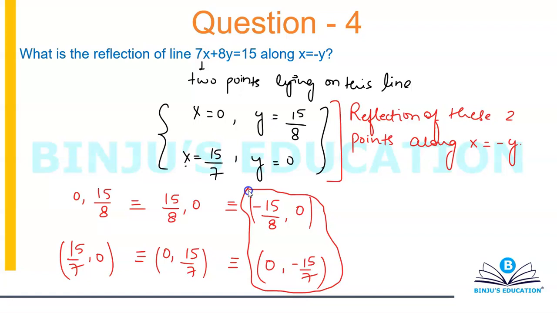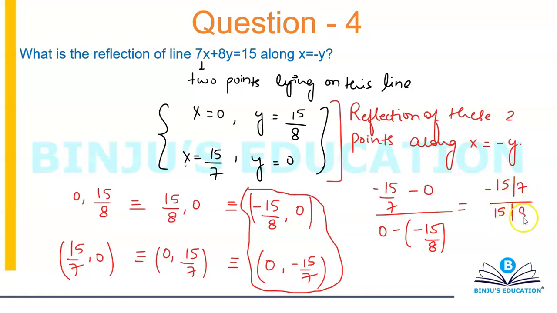So you have 2 points, and you can find the equation. First, the slope is y2 minus y1 over x2 minus x1. So minus 15 by 7 minus 0, divided by 0 minus of minus 15 by 8. This becomes minus 15 by 7 divided by 15 by 8, which simply becomes minus 8 over 7. So the slope of this reflected line is minus 8 over 7.